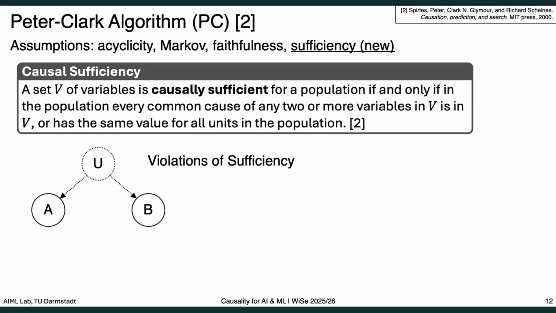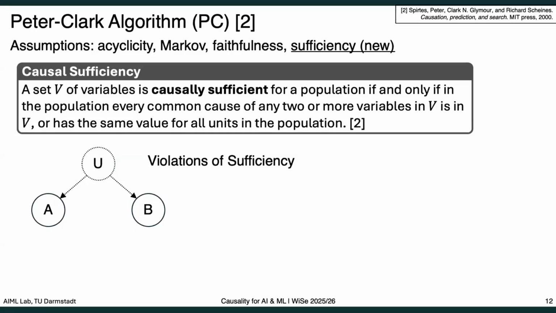However, neither A is a cause of B nor B is a cause of A. So if we want to put an edge between those, neither direction would be correct. So we would have a different edge that tells us something, well, this is confounded.